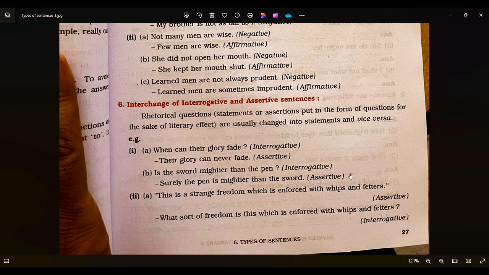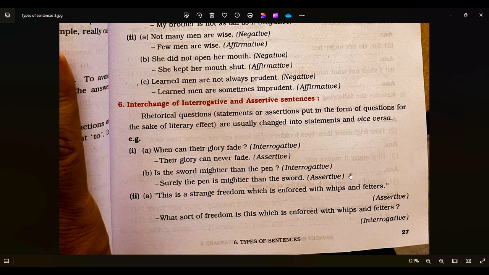Second example: this is a strange freedom which is enforced with whips and fetters, which is an assertive sentence. Now you are making it into an interrogative, so you should find out which WH word is appropriate for this sentence, and then it will be easy for you to make a WH question. So this is a strange freedom. What sort of freedom is this which is enforced with whips and fetters?